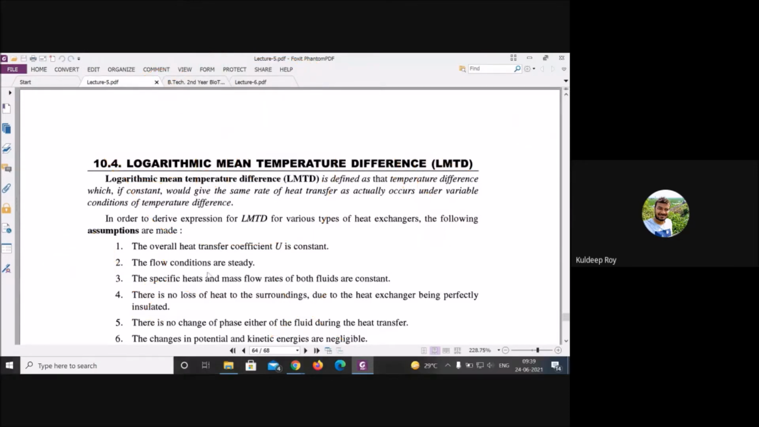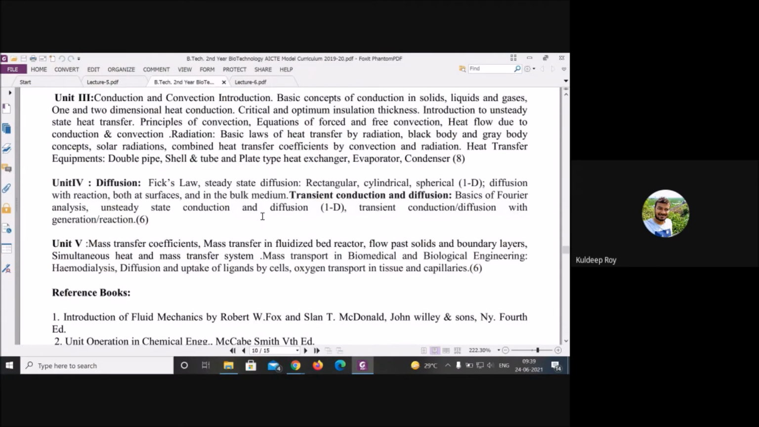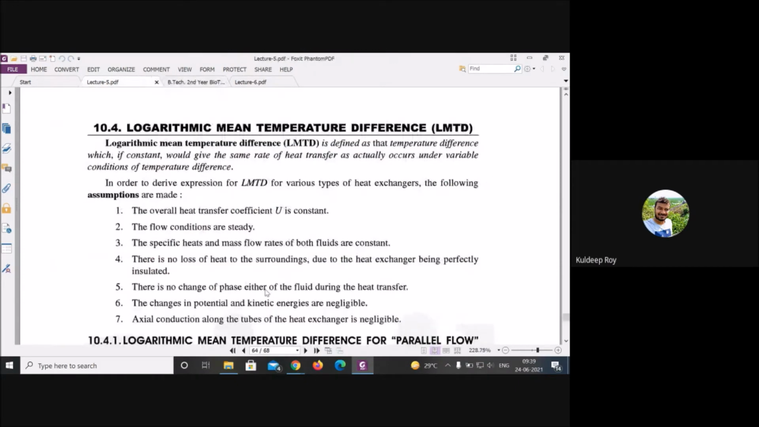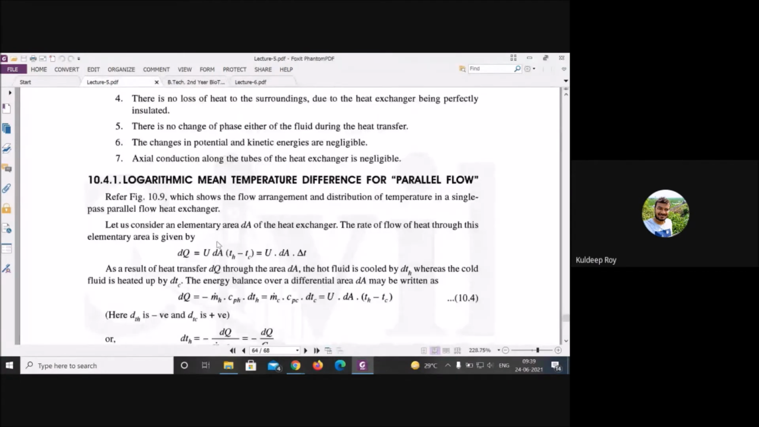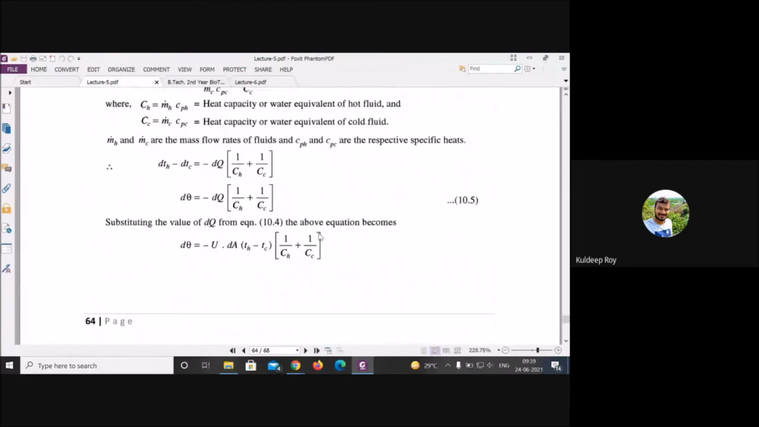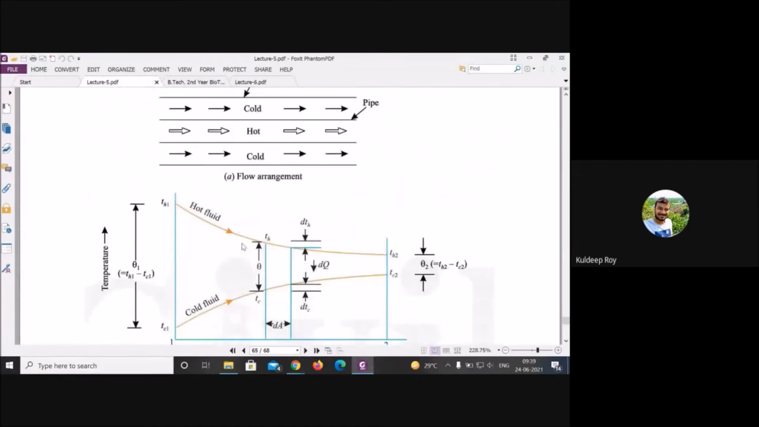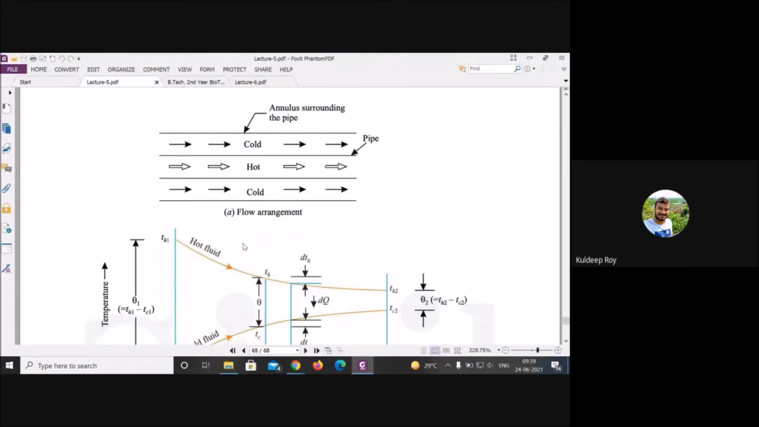So this approach is generally applicable to determine how much the temperature deviation will be inside the heat exchanger. It is not given in your curriculum. One more thing, it is not given, but we will see a little bit about it, not too much. First of all, we will not solve this, but I have given it for you, if you want to read, you can read.